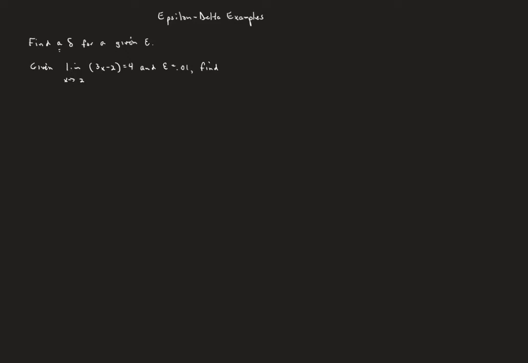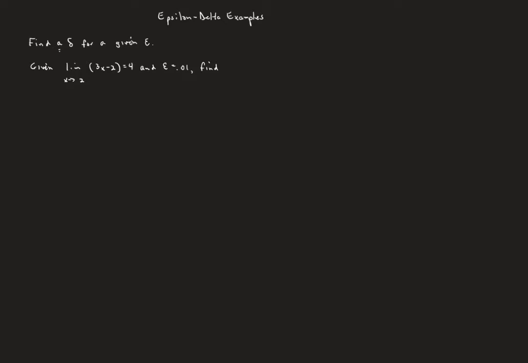So we're going to do a couple of examples. These are kind of problems that I will expect you to be able to do, say, on a test. So we're directed to find a delta. Notice I'm saying a delta. It's not going to be unique, but we're going to find a delta for a given epsilon.